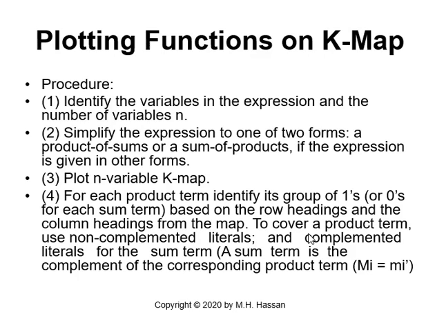We plot the n-variable K.map, and for each product term we identify its group of ones, or zeros for each sum term, based on the row headings and the column headings from the map. To cover a product term, we use non-complemented literals, and complemented literals for the sum term. The sum term is the complement of the corresponding product term. As you remember, the max term is equal to the min term complement. The min term equals the max term complement.